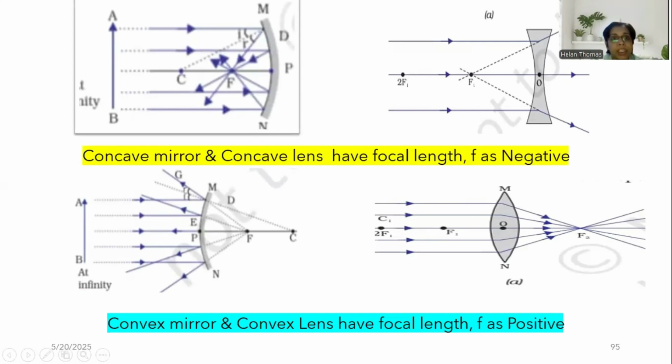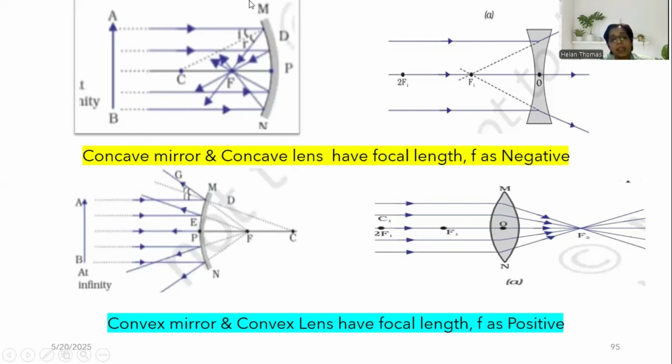A concave mirror will give you a focus on the left hand side from the pole. Likewise, the concave lens also will have the focal length on the left hand side from the pole. So in both these cases, the concave mirror and the concave lens will have the focal length as negative. Also remember, the power of the concave lens is also negative.